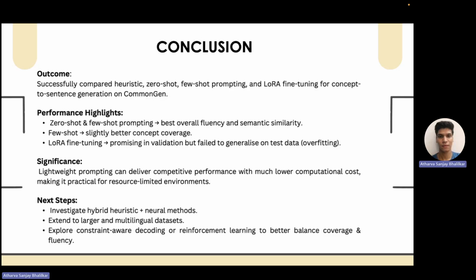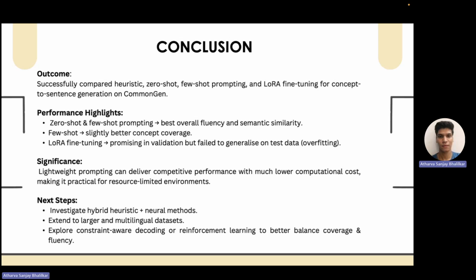So, in conclusion, the outcome was successful. We successfully compared heuristic, zero shot, few shot prompting, and LoRA fine tuning for concept to sentence generation on CommonGen. The performance highlights showed that zero shot and few shot prompting had the best overall fluency and semantic similarity, while few shot was slightly better in coverage, and LoRA tuning is promising in validation, but it failed to generalize on test data, hinting towards overfitting.